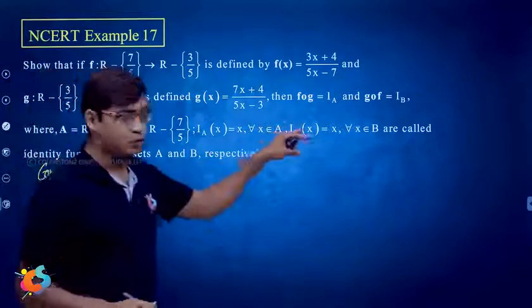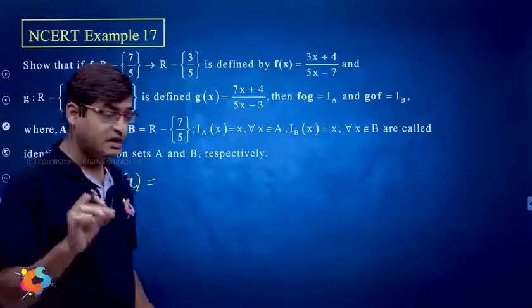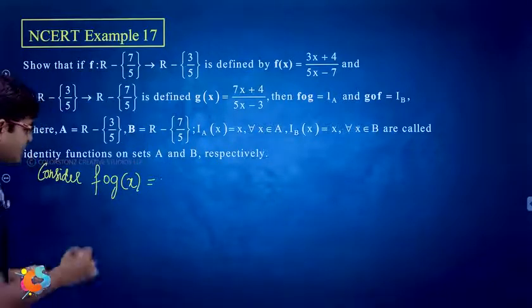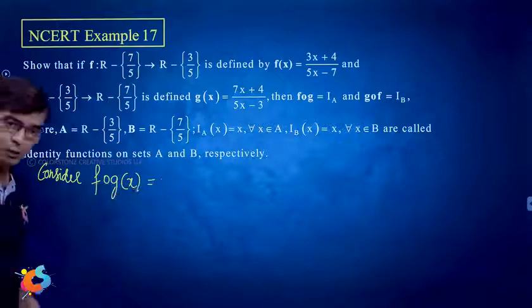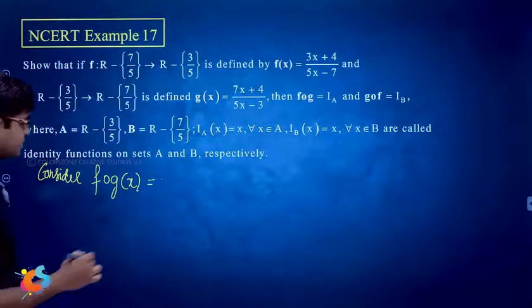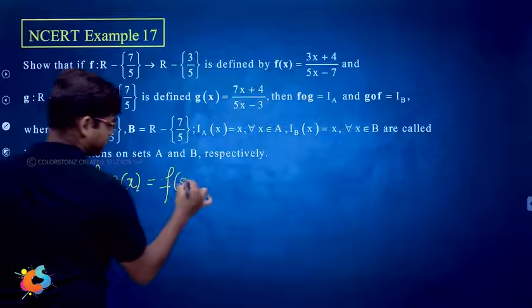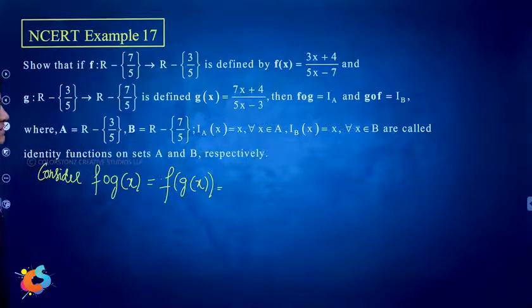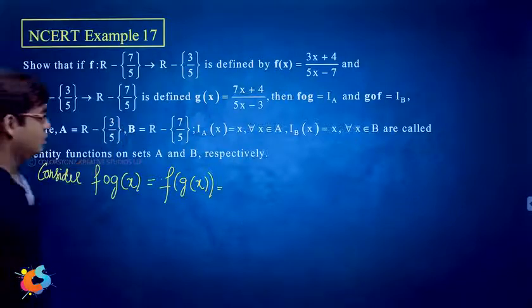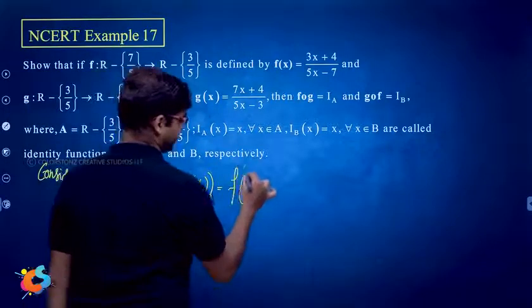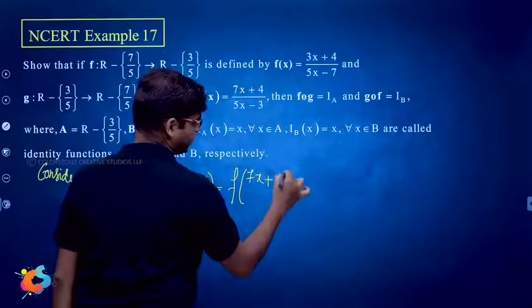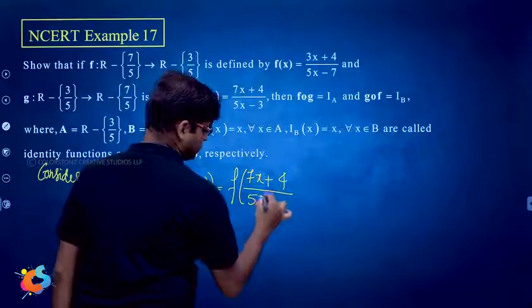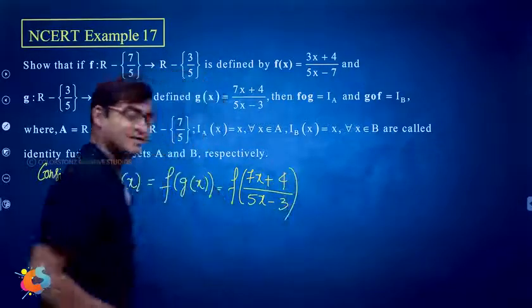Finally, we have to prove that this is an identity function. Means if this is an identity function, whatever is the input, output should be the same thing. Okay. So let us do that. So this can be written as f of g of x. Replace the inside function first. So f of (7x plus 4) divided by (5x minus 3).